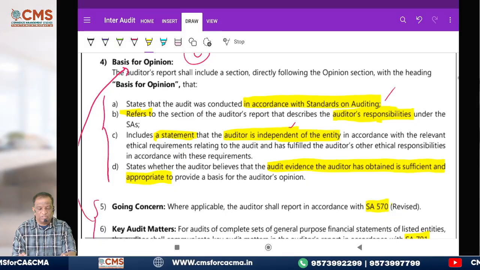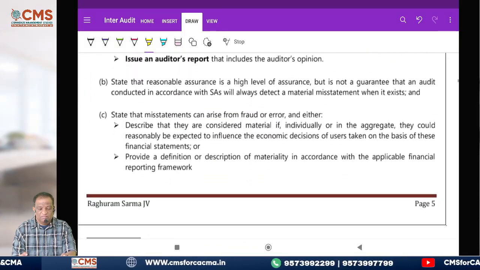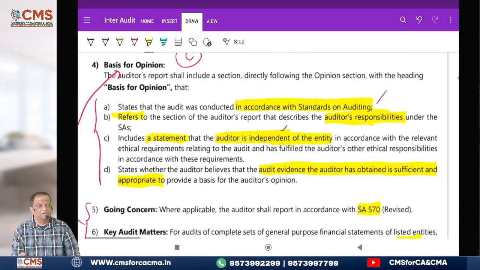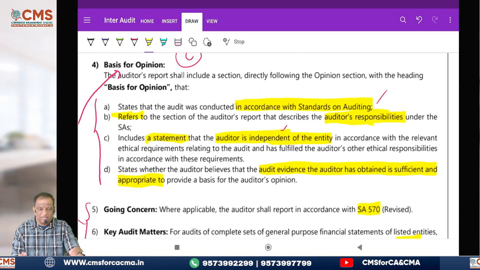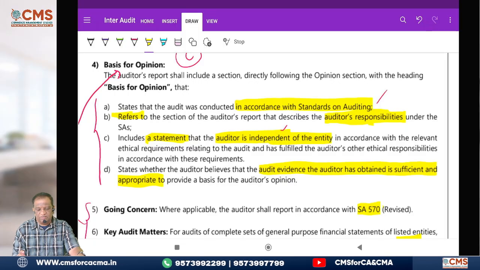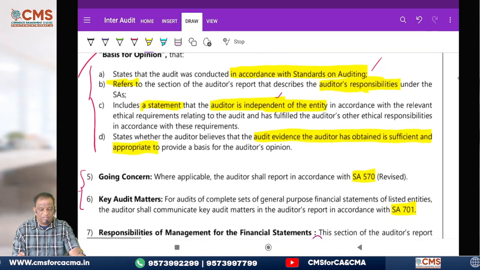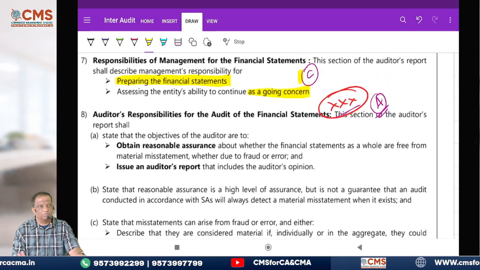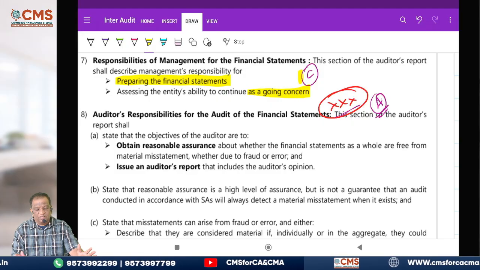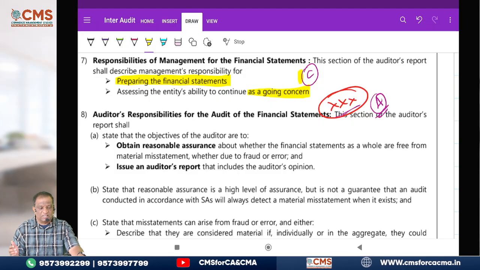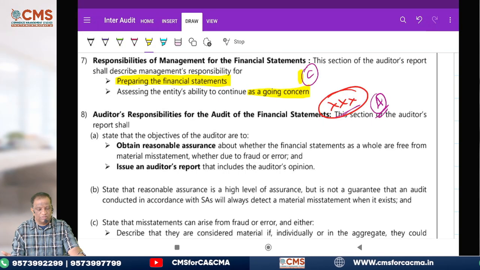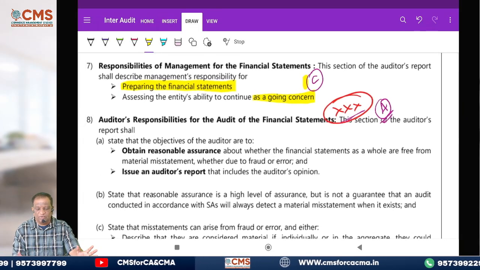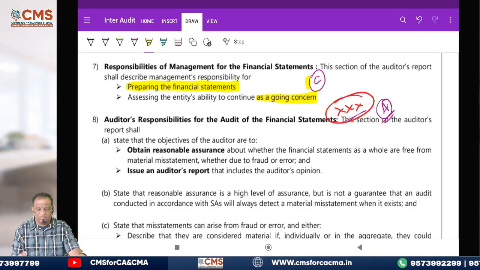Then basis for opinion is all right, not being questioned much. But there are two standards or concepts that are talked about in basis for opinion: going concern and key audit matters. So those will come in it. So SA 570 and SA 701, those standards will be talked about in it. Then management responsibility is all right. Management is responsible for preparing the financials and for implementing internal controls, and all that. But here for exam purposes and the marathon class, we can afford to skip it because it comes under another class topic.